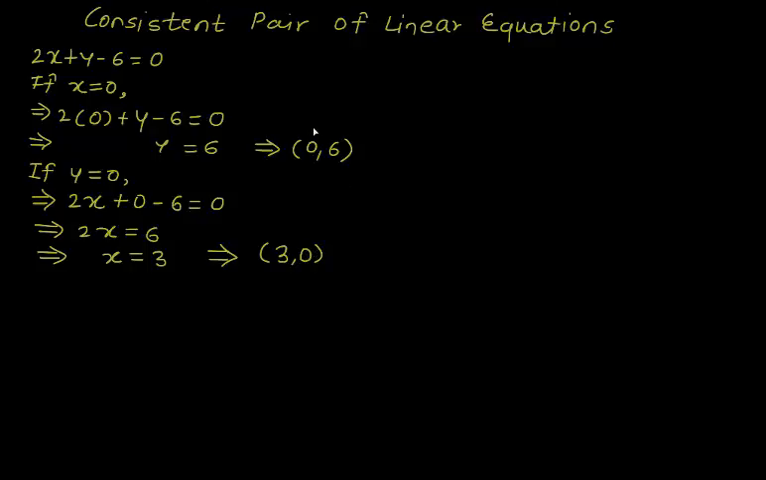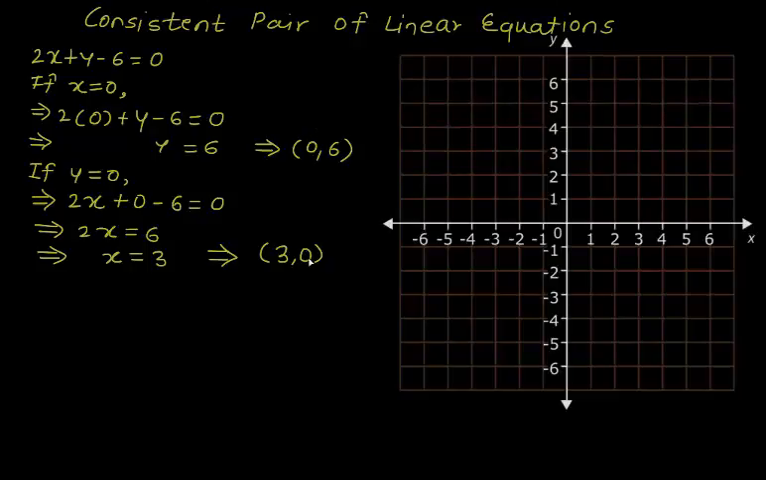Now let's plot these points on a graph. So this is the graph. Now the first point is (0, 6). Let's call this point P1, and the second point is Q1. Now the point P1 has coordinates 0 and 6. That means it has x coordinate as 0 and y coordinate as 6. Therefore the point will lie on the y axis. So the coordinates are (0, 6). Then Q1 has coordinates 3 and 0. So its y coordinate is 0. That means it will lie on the x axis.